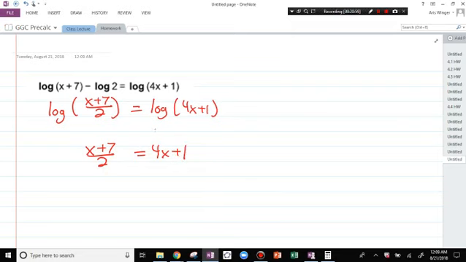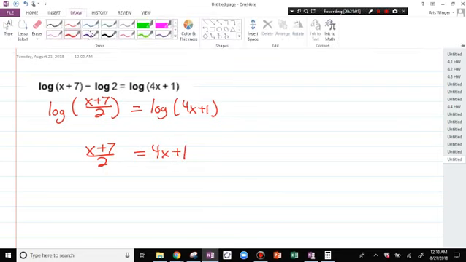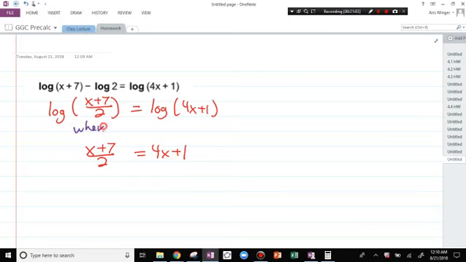When logs are equal, you can drop the logs.